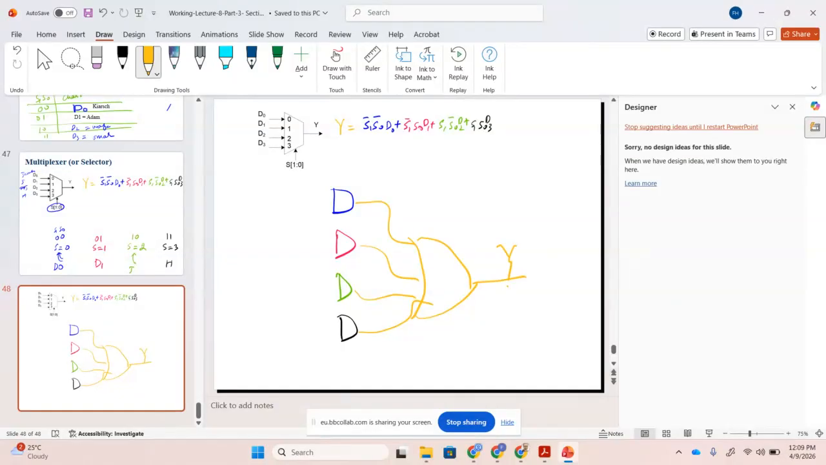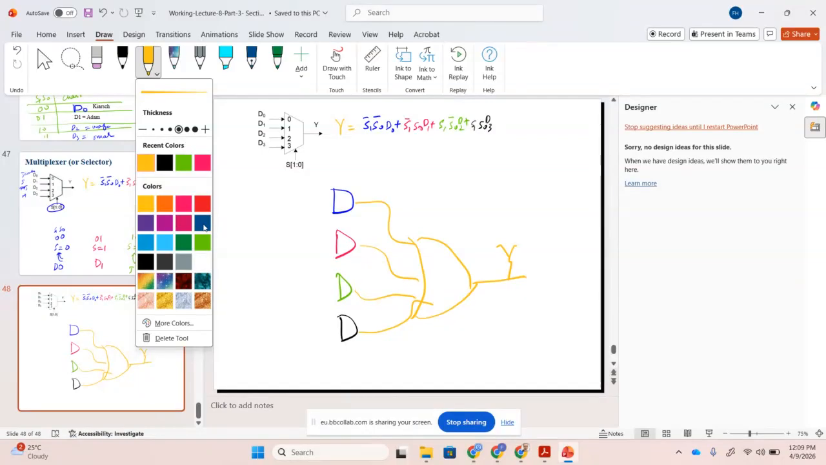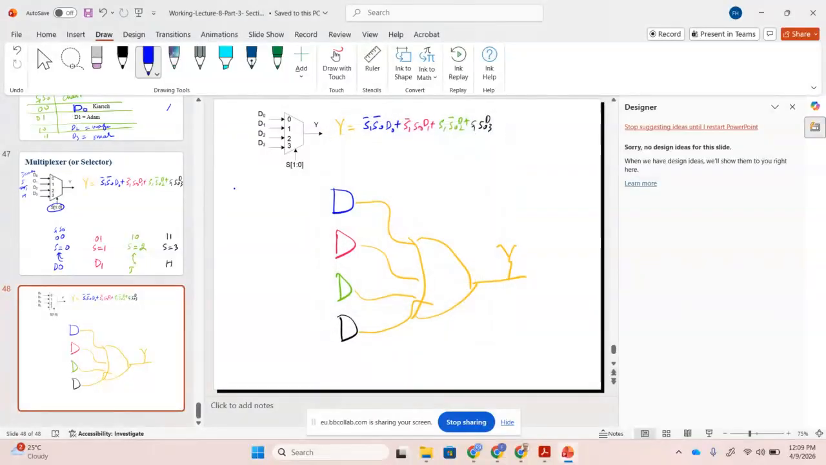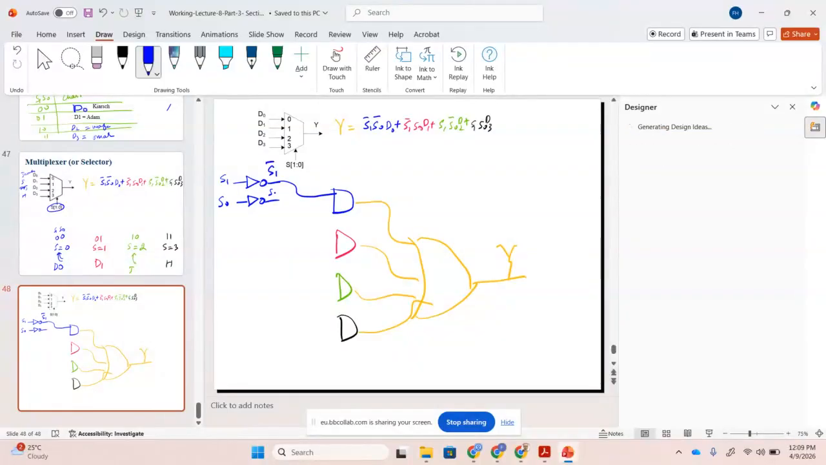So for the first term we have S1 and S0. Can you see here? Where is the blue color? Oh man, the blue color is gone now. But I can do it here. So we have S1, and this is S1 bar. So we have S1 bar, then S0 bar, and the third thing is D0. Clear or not clear?